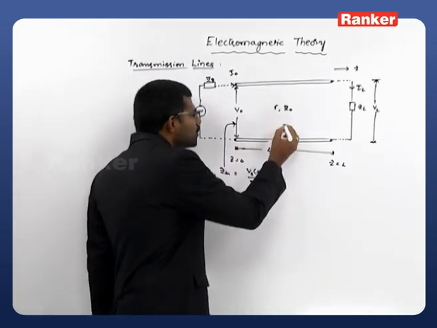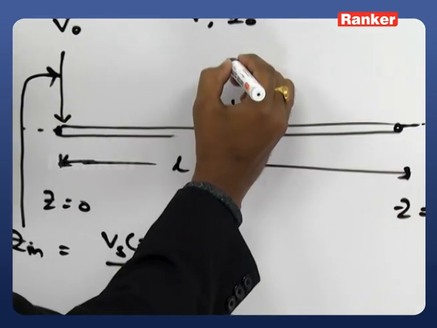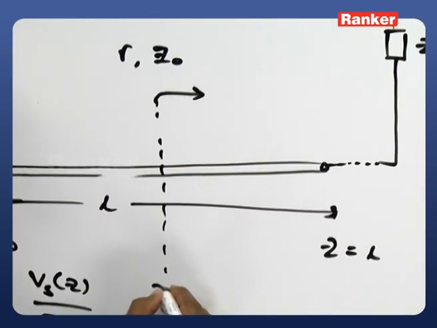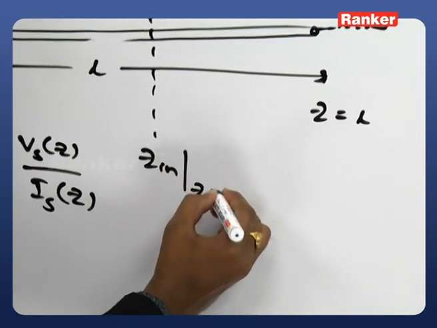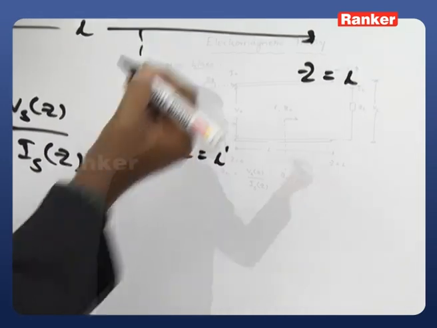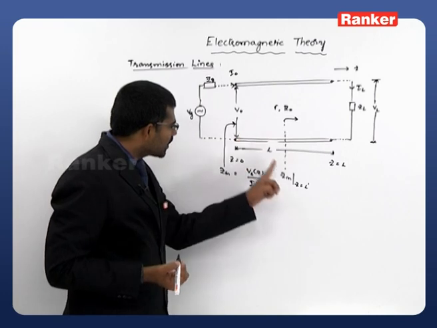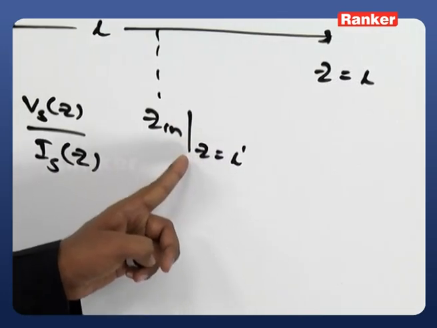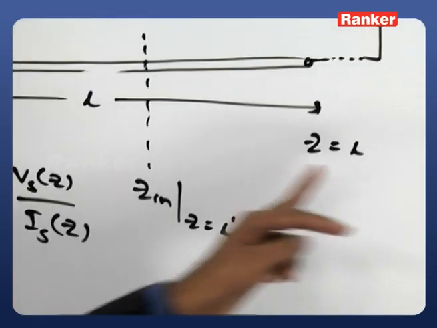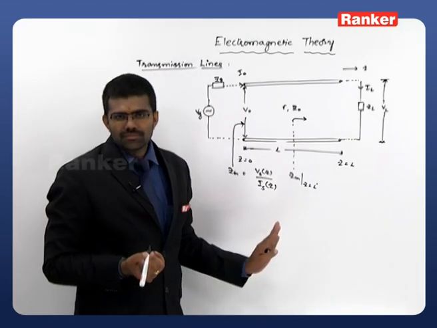As an example, if you are observing input impedance at this location, you can calculate the Z in at some random location L dash. That is also possible, no problem, right? Not only at this location, you can calculate the input impedance at this location also, then this entire remaining circuit can be taken as load, right?